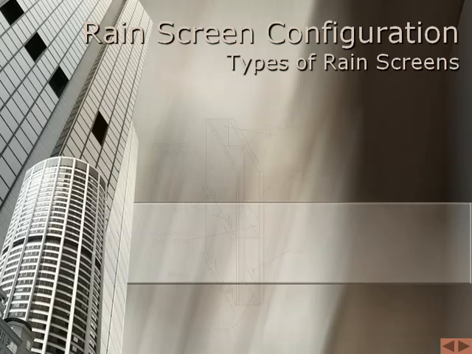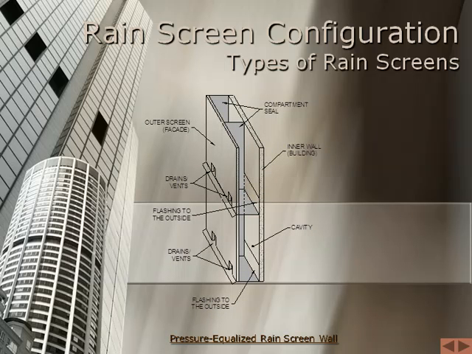The pressure equalized rainscreen wall employs additional features in the design of the cavity to improve performance over a simple rainscreen wall design. Theoretically, the outer facade or cladding of a pressure-equalized rainscreen wall is not subject to any wind load, as wind forces are transferred to the air barrier at the backup wall.